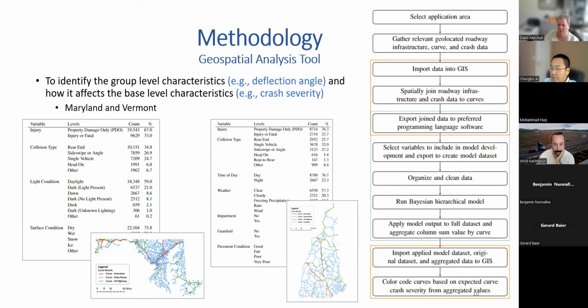Okay, and then what we really want to do is understand the grouping effects. When we say grouping effects, it's like a crash happens, and it's a one-off type of thing, right?